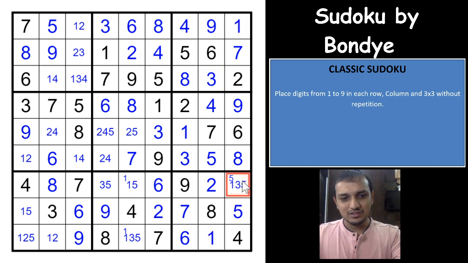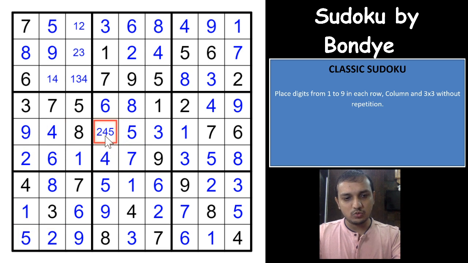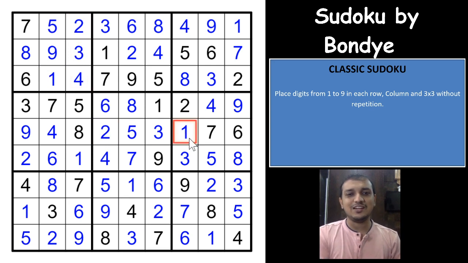1 5 3, 5 1 3. That gives you a 5. Okay, so that gives you a 2 5 1, 2 4 1, 4 and 2. That gives you a 1 2 3 and 4. And with that we complete this excellent Sudoku.